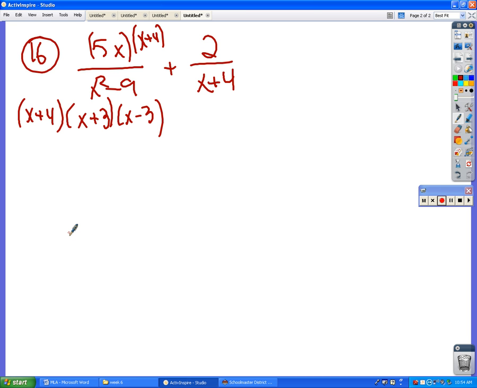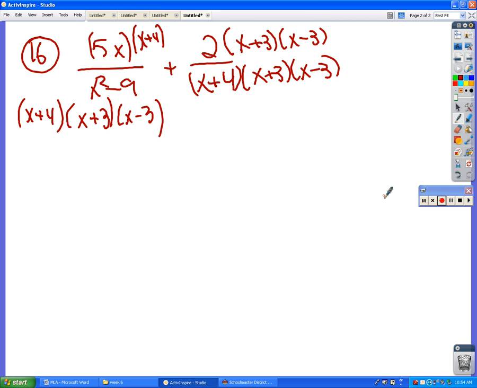And then it gets even worse, because this only has an x plus 4, so what does it need? An x plus 3 and an x minus 3, which means the top also gets an x plus 3 and an x minus 3. Well, if I cancel them out, then I'd be right back where I started from, so there's no reason to do that. Okay, so now distribute. So 5x times x is 5x squared, and 5x times 4 is 20x.